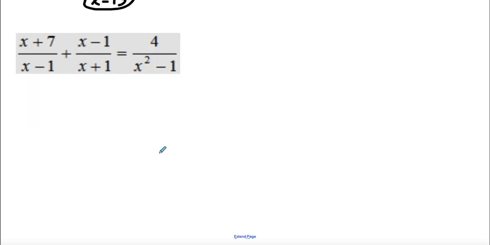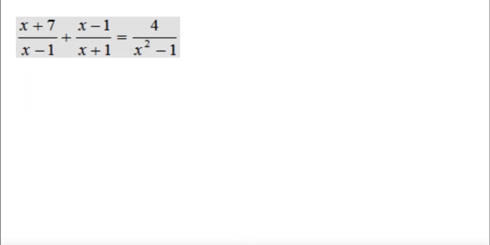Okay, let's do one more of these. So here's our second one. Now we have a similar problem, but it's going to work out a little differently. We got x squared minus 1, which just factors to x plus 1, x minus 1. You always want to look at factoring any of the denominators that you can, so you can see what the other ones are missing.